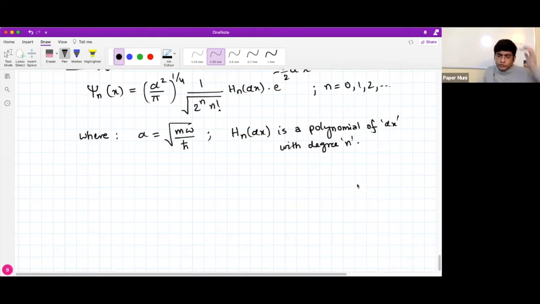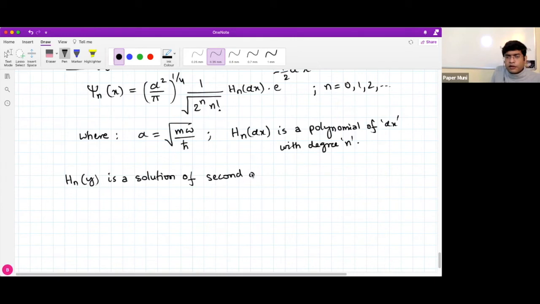So let's talk about Hermite polynomial a little bit. What is the Hermite polynomial? You don't need to remember so much. I'll give you pointers on which part to remember and which part not. So this Hermite polynomial Hn is a solution of a second order differential equation.